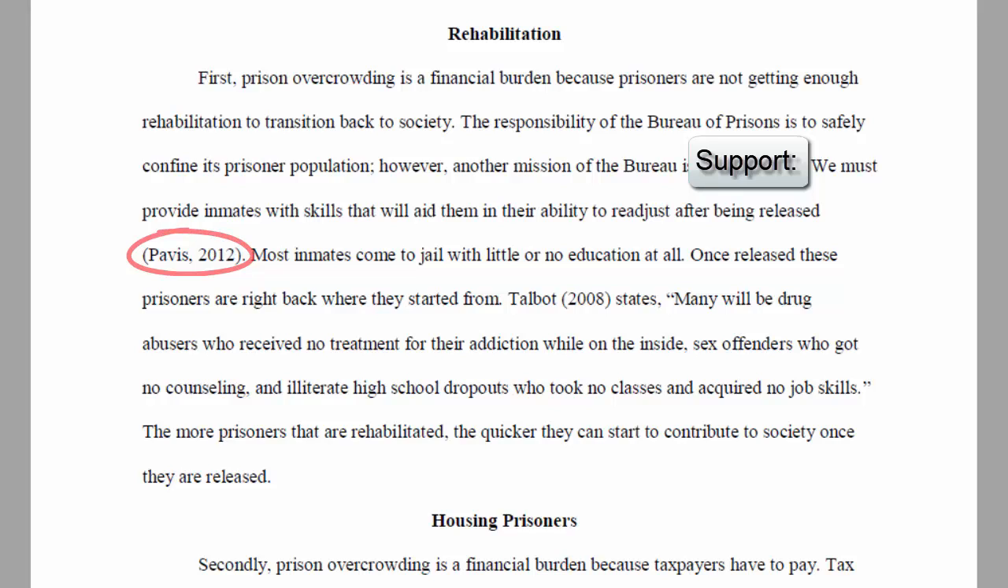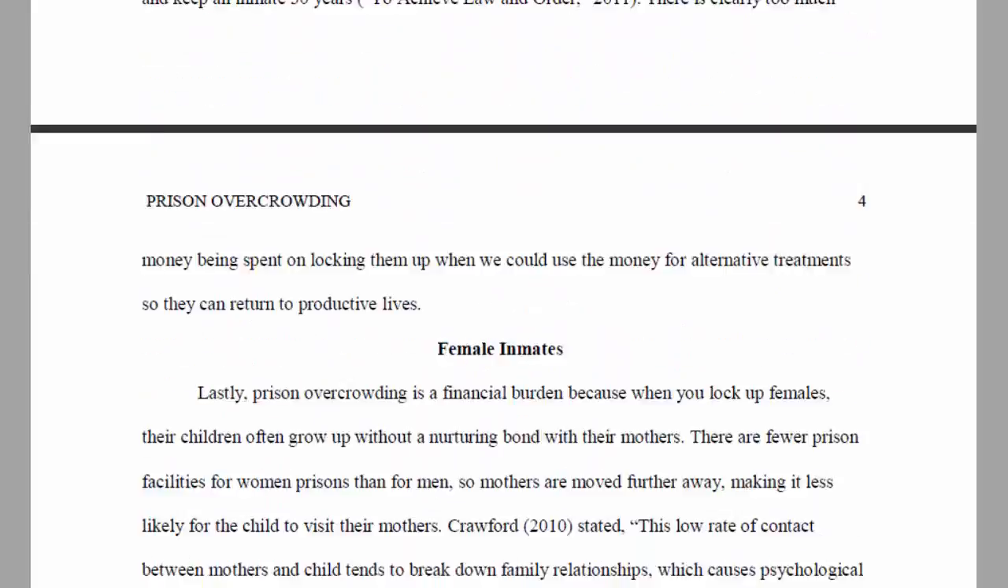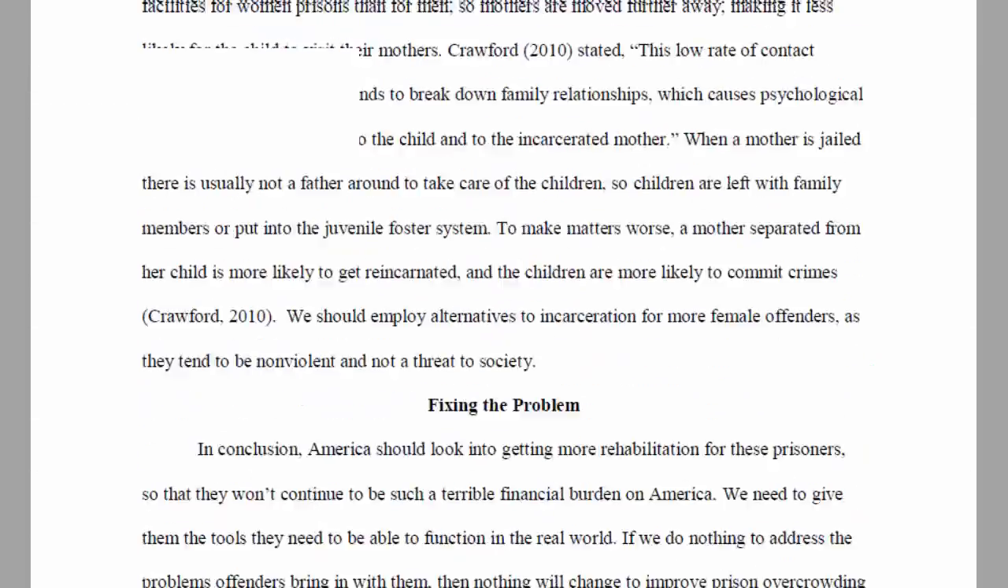She summarizes the opinion of an expert named Thesis in her first support sentence. "We must provide inmates with skills that will aid them in their ability to readjust after being released." Thesis, 2012. When we check the reference page citation, we see that Thesis was writing for an academic journal.